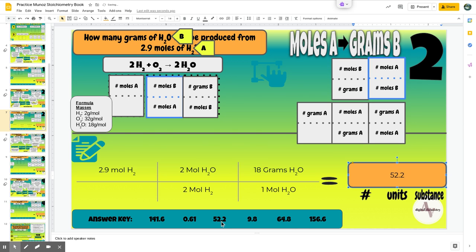Make sure that's one of my answers in the answer key, and it is right there, 52.2. Everything cancels except for the units that are at the end and at the top of my problem. So the units are grams of H2O. I also make sure that that's what the question asks for, grams of H2O, and it does, and I'm done.